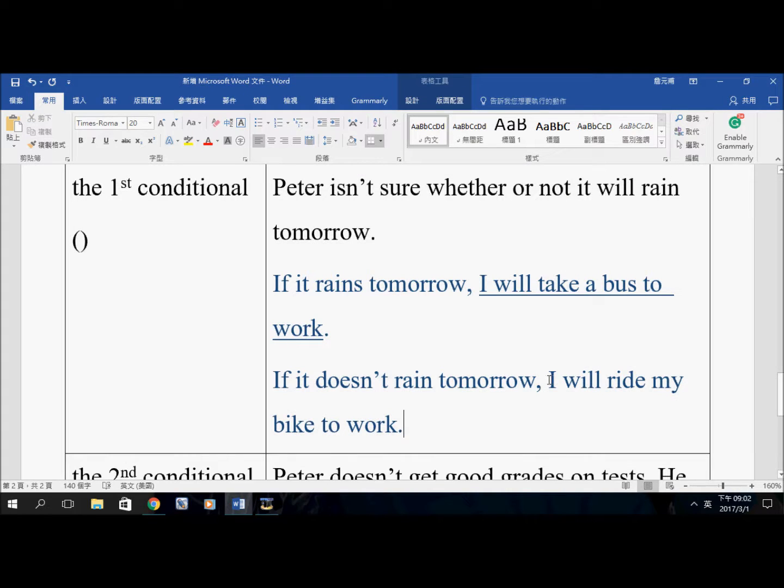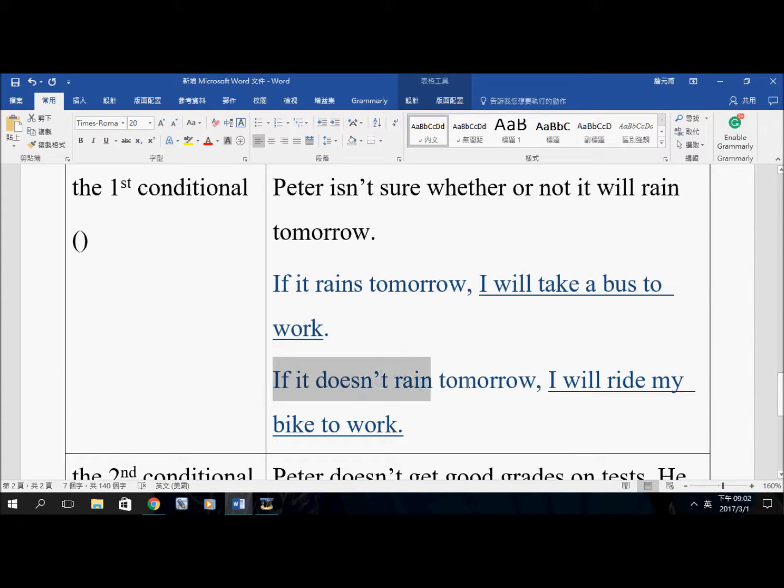Okay, so as you can see in these two examples, these are two possible things that will or will not happen tomorrow. One is it will rain, the other one is it won't rain. But I have no way of telling which one is true. But I'm saying that in situation number one, if it rains tomorrow, I will take a bus to work. This is what I will do if it rains tomorrow.